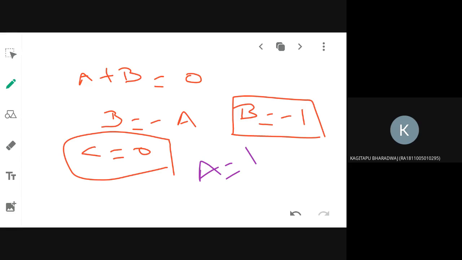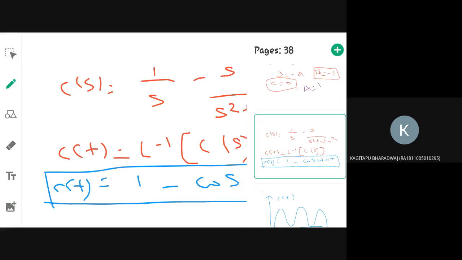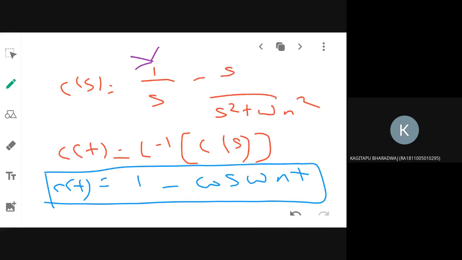Got this answer? You just have to equate the coefficients of constants, s squared and s. Then you will be able to get what is A, B, C. That is what I have done. Now I have to substitute these three constants in that equation for C of S. So this is my A, this is my Bs plus C. C is equal to 0, B is equal to -1. So I will be getting this equation for C of S.